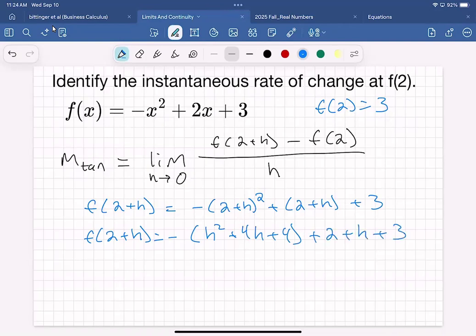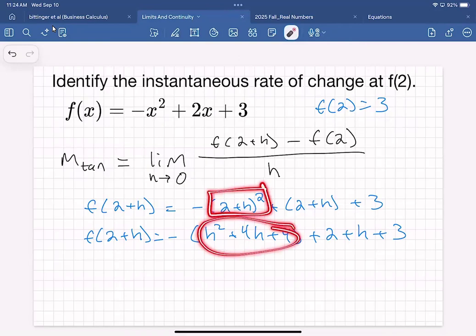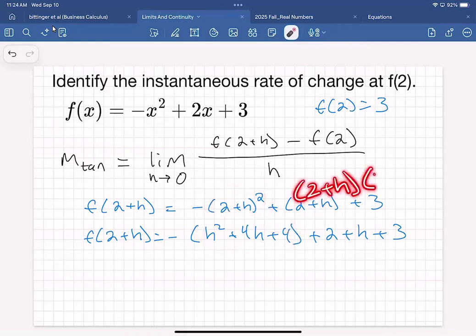All right. I'm skipping some steps there, y'all, so make sure you're following on your own. If you need to see where I got this new trinomial from, go multiply this out: 2 plus h times 2 plus h, okay? So make sure you go through that process of doing that. But you would get h squared plus 4h plus 4, okay?